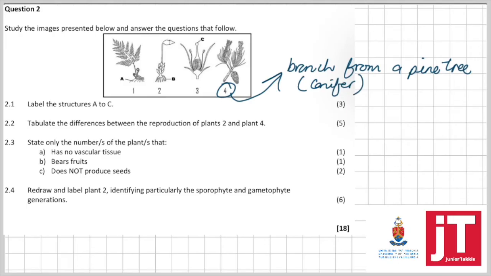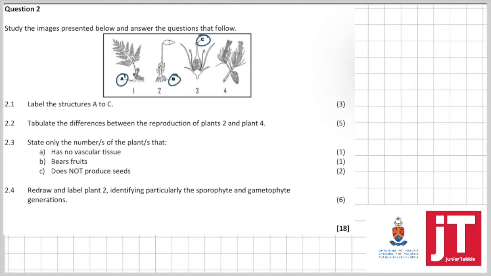And if we look at the fact that plant number 1 is our fern, 2 is our bryophyte, 3 is a section through a flower, you can see the branch of the conifer there, but if we're labeling A, B, and C, it should be easier for us now to do so. A, root or root-like structures. B, rhizoid. And C, it's the stigma of the female part of the plant or the flower.